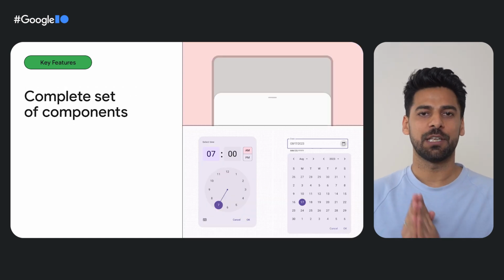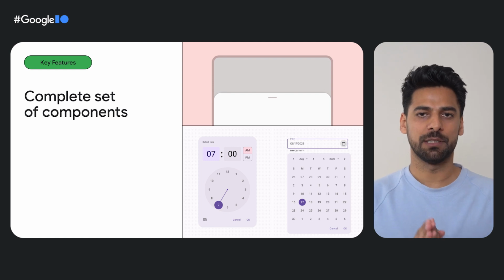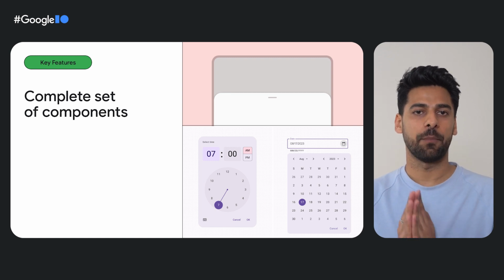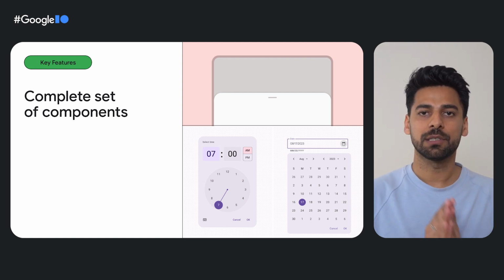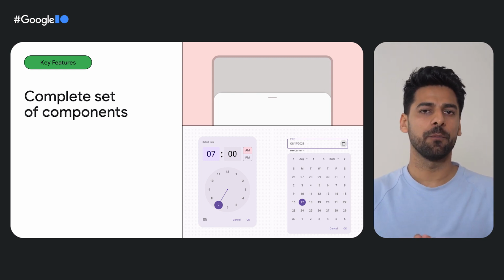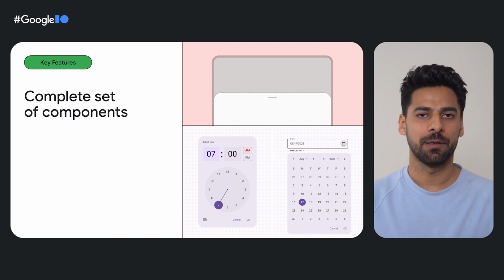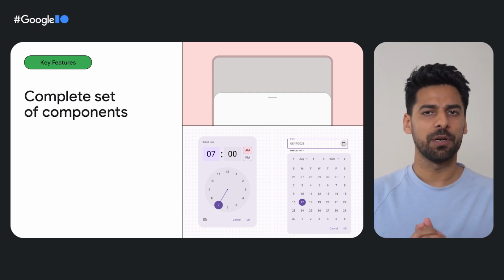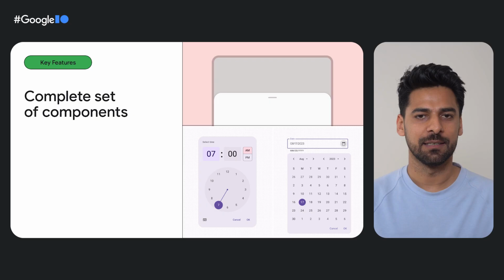Material 3 Compose now provides all types of components needed to make your production-ready apps. With the introduction of most requested components like bottom sheet, time and date picker, search bar, and many other improvements, the Material 3 Compose library now has a wide range of components to accommodate in your app. Let's look at some of the component updates in the 1.1 release.